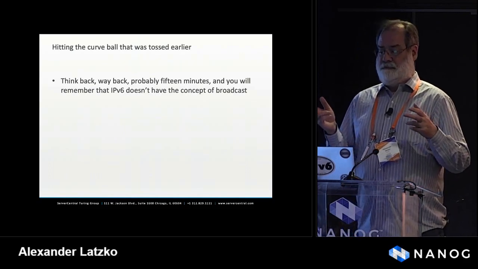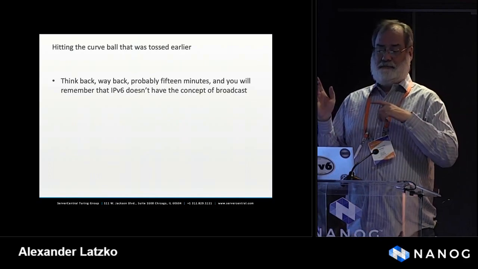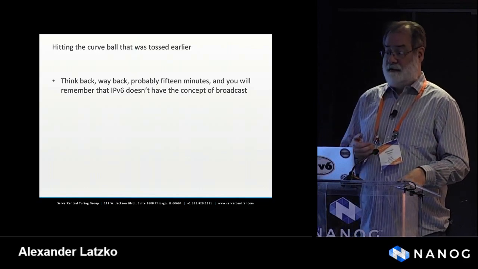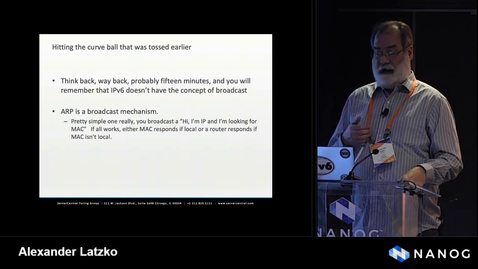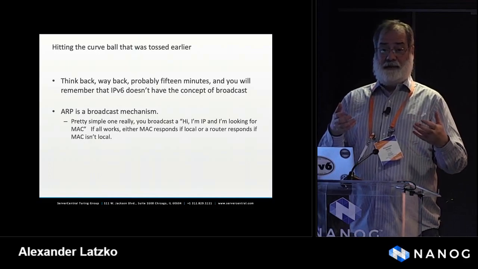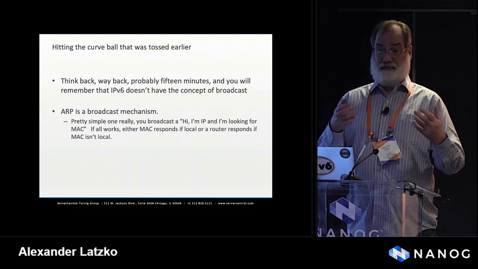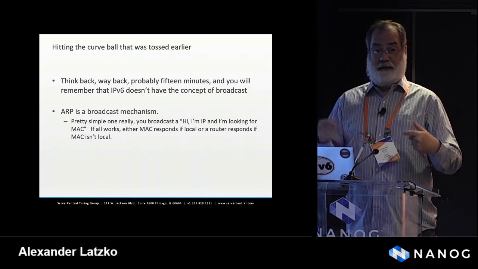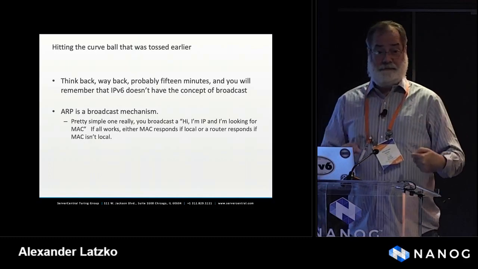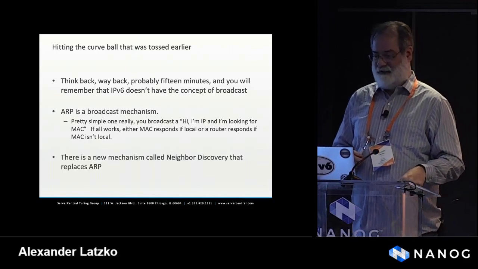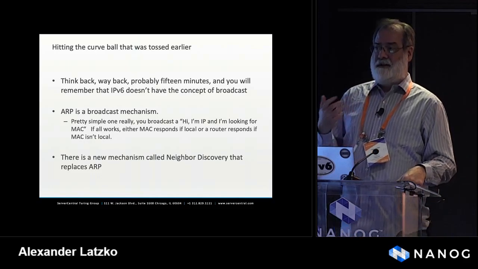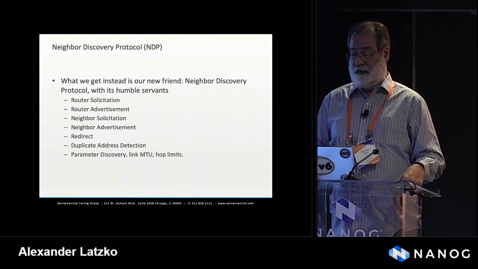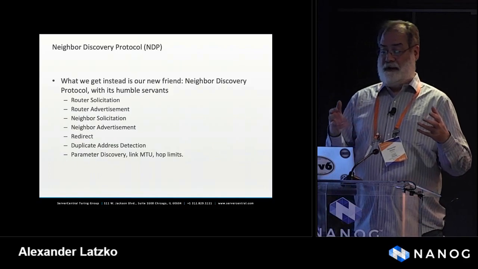Okay. If I timed this right, about 15 minutes ago, I told you about that curveball, no ARPs, because there's no broadcast. Has anybody here actually looked at a Wireshark trace of an ARP? Okay, it's really that simple. It's one packet that says, I am, who has, and the other packet coming back saying, yep, I've got it, you can talk to me now. V6 is a little bit more complex than that. It's a new mechanism, it's a layer 3 mechanism called neighbor discovery. And with neighbor discovery, we get its humble servants.